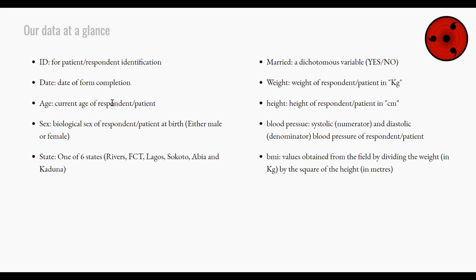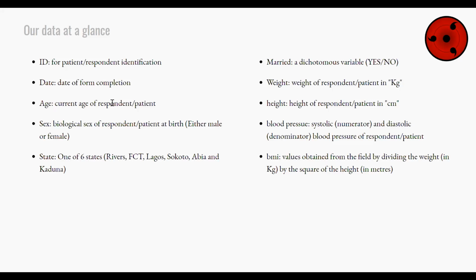Again, for the sake of those who might not be in the health sector, I'm hopeful that at one time or the other, you would have had your blood pressure measured in the past, so you should be quite familiar with it. There are 2 values, one at the top and one at the bottom. The top is the numerator, the systolic blood pressure, and the bottom is the diastolic blood pressure.